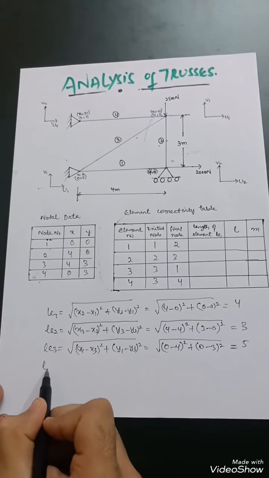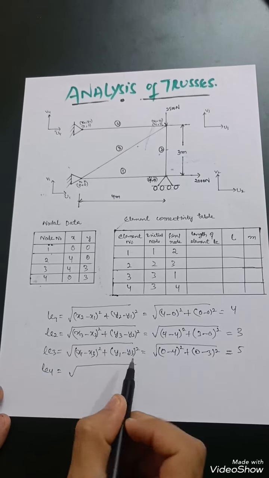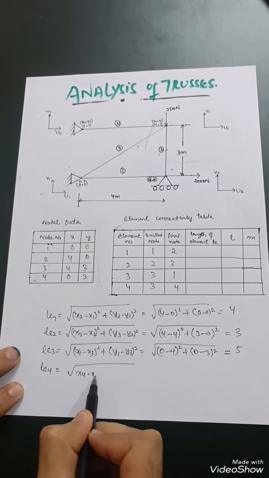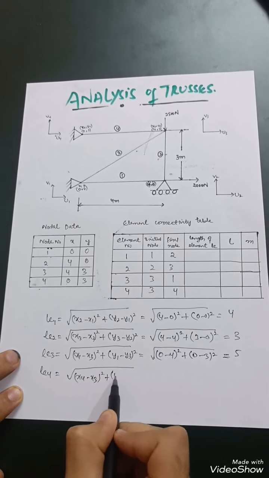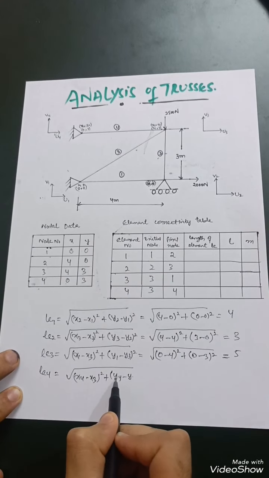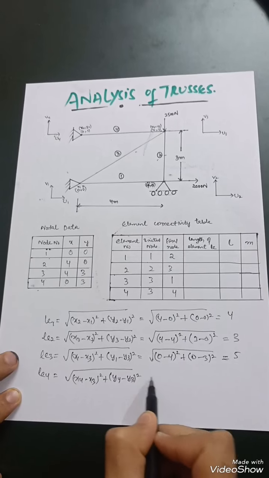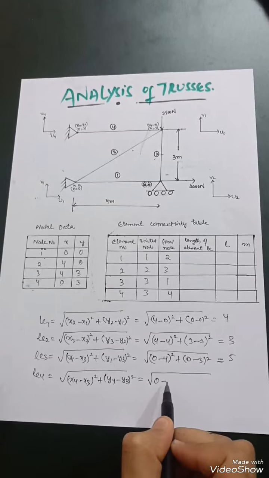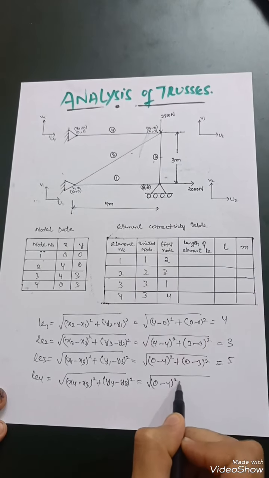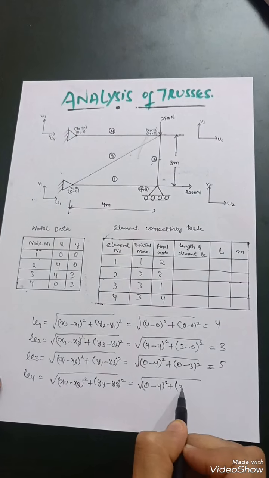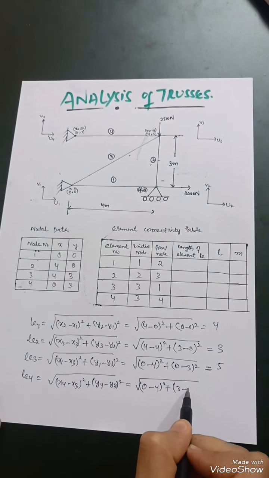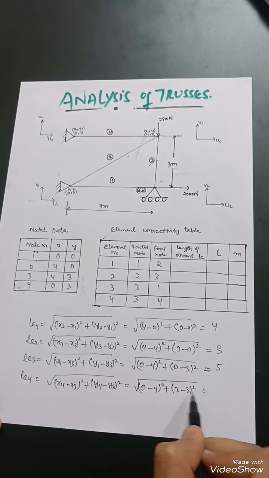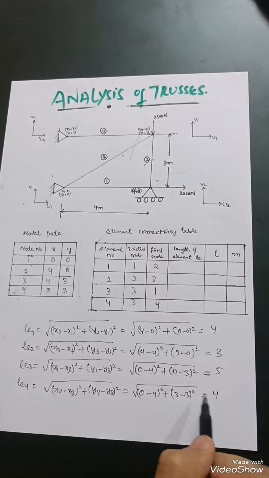Then for the fourth element, LE4 is equal to the square root of final minus initial. So (x4 minus x3) whole square plus (y4 minus y3) whole square, which is equal to the square root of (x4 is 0 minus x3 is 4) whole square plus (y4, that is 3, minus y3, that is 3) whole square, which will be equal to 4 square, that is 16, and this is 0, so it will be equal to 4. So these are the lengths of the elements.